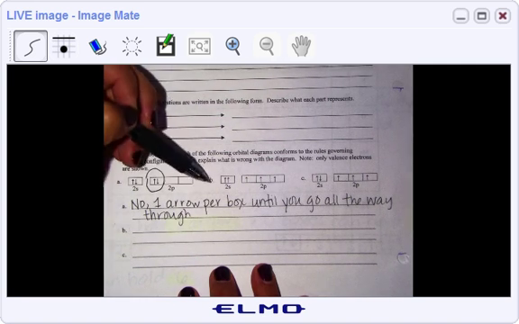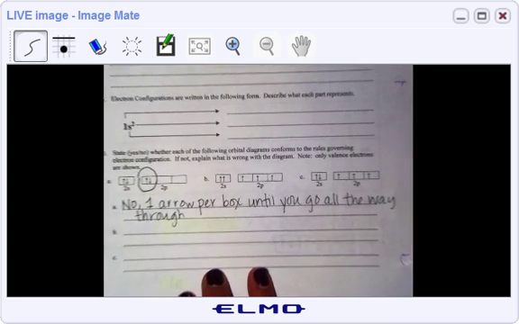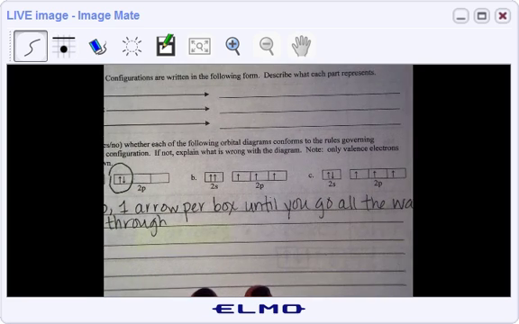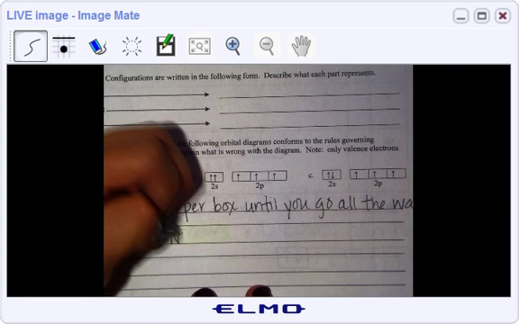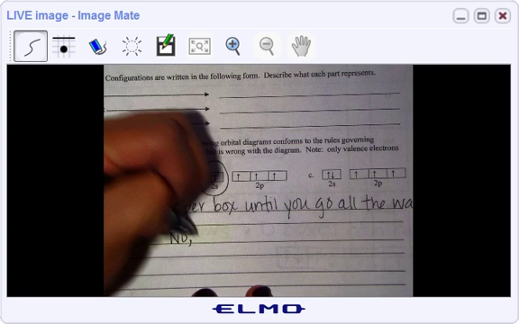Okay, and if you look at B, is B following the rules? No. B is not following the rules. The arrows need to go in opposite directions.